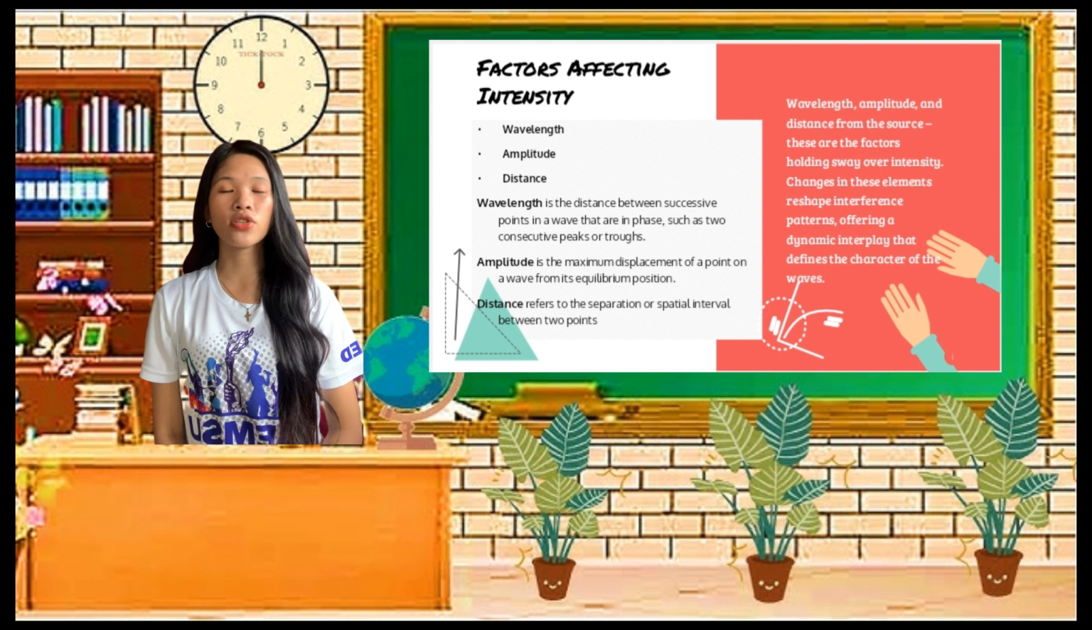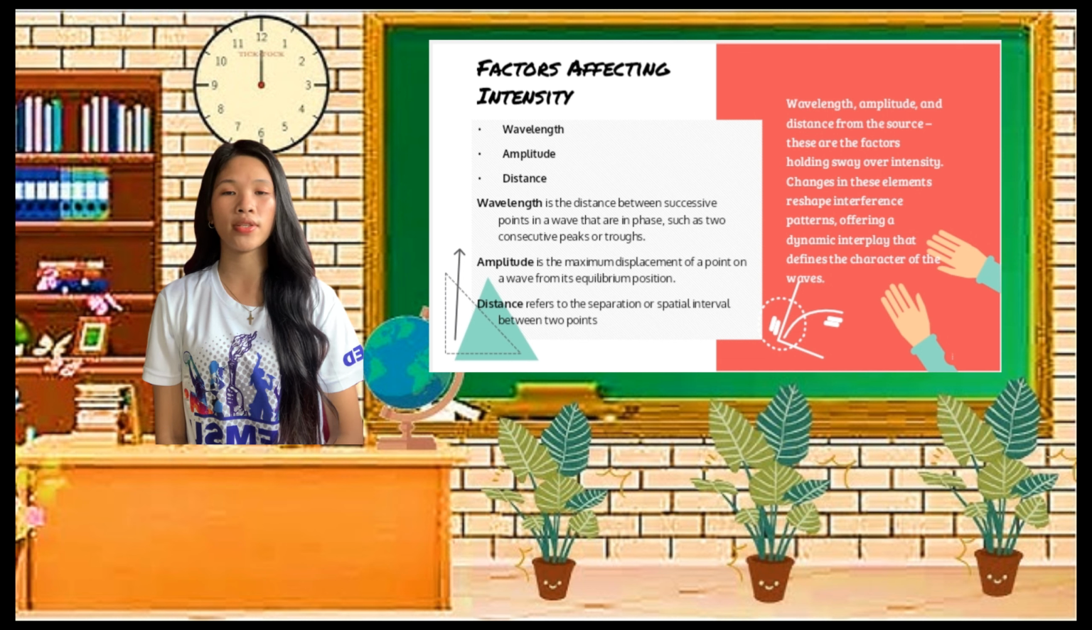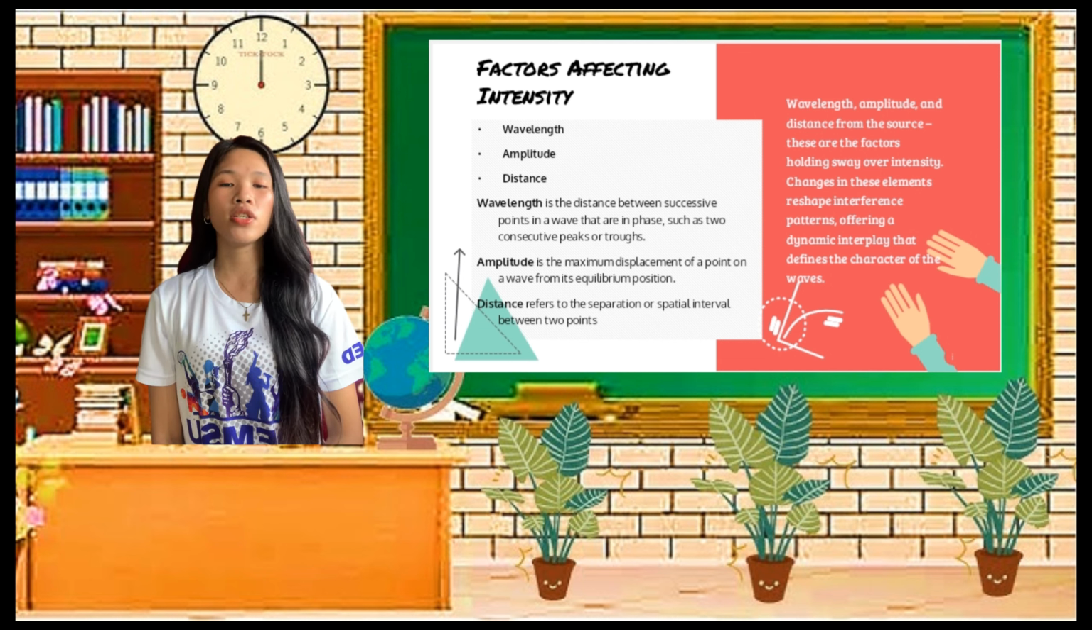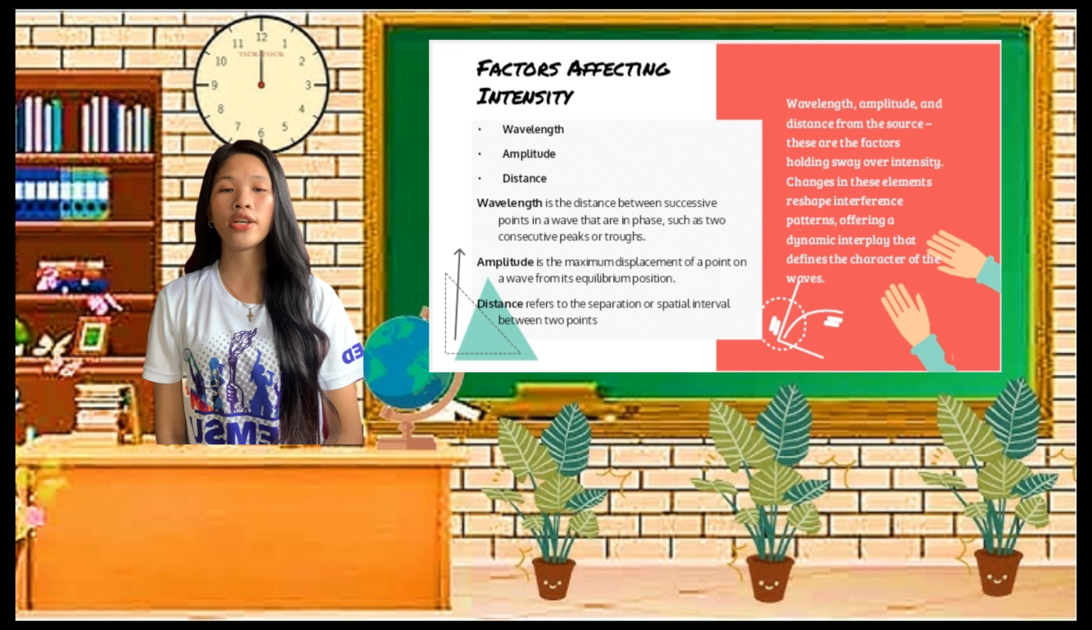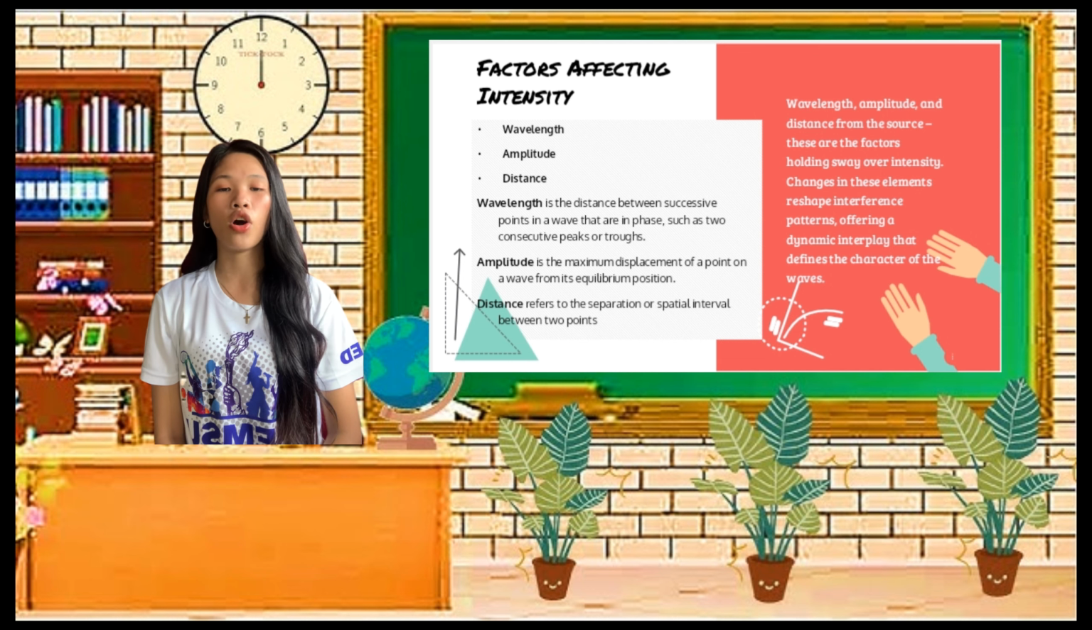Next, we have the factors affecting intensity, which are the wavelength, amplitude, and distance. We know that wavelength is the distance from trough to trough and crest to crest, while the amplitude is the maximum displacement of the wave, and the distance is the separation of the two points. Those are the factors holding sway over intensity. Changes in these elements reshape interference patterns, offering a dynamic interplay that defines the character of the waves.